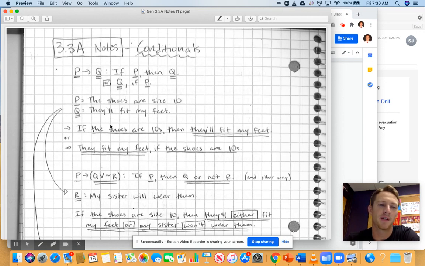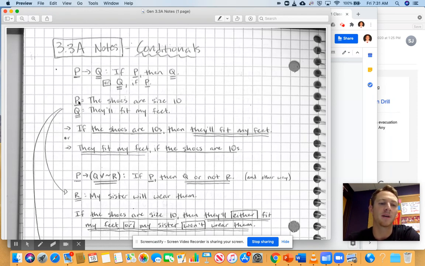So a conditional statement is represented as P, then Q. And we read this as if P, then Q. So if this happens, then this has to happen, and we know that it's true. So if P, then Q. Or we could also say Q if P happens. So this will happen if this happens, okay?